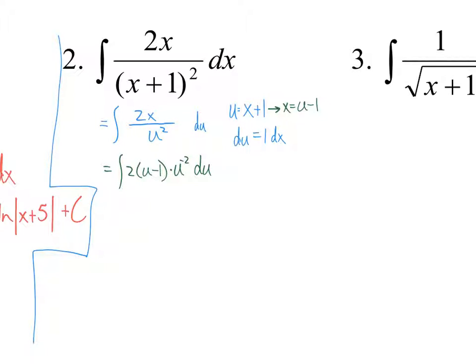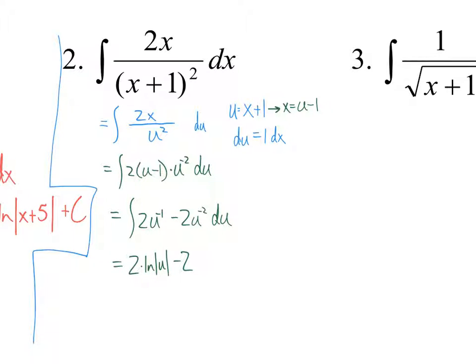But now notice, especially once I rewrite that as u to the negative 2 and I'm multiplying, I can go ahead and distribute that in. And notice I've got a 2u to the first times u to the negative second is u to the negative 1, minus 2 times u to the negative second. Okay? Now, what's the integral of u to the negative 1? 2 ln, yeah, ln of absolute value of u.